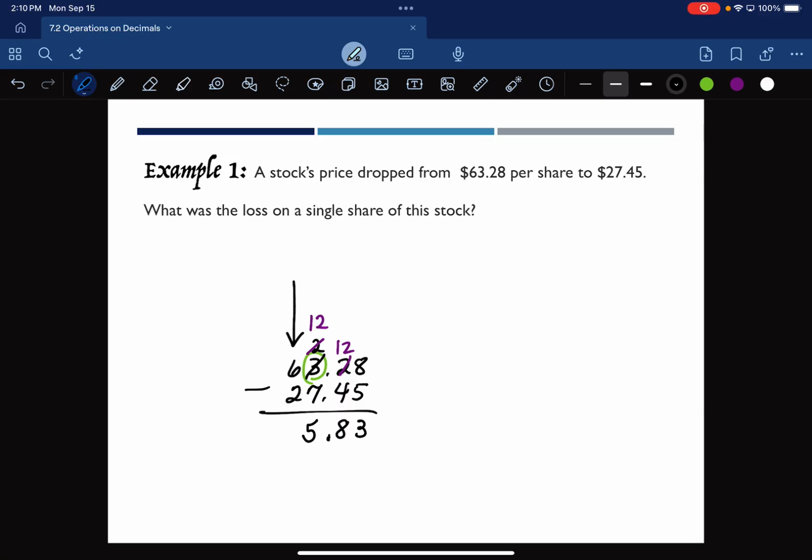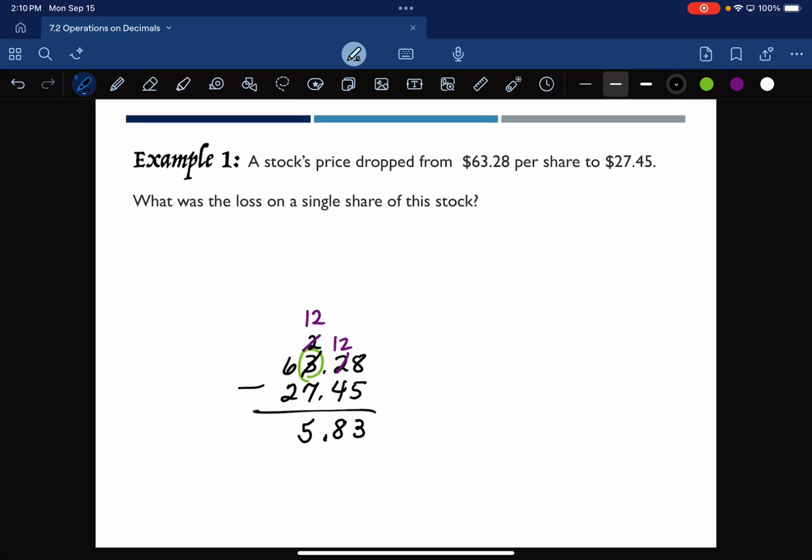But I don't have 6 $10 bills anymore. What do I have? I have 5. So I need to represent it that way. So I now only have 5 $10 bills. And if I have my 5 bills minus my 2, I end up with 3. So the answer with units, because this problem had units, is $35.83.